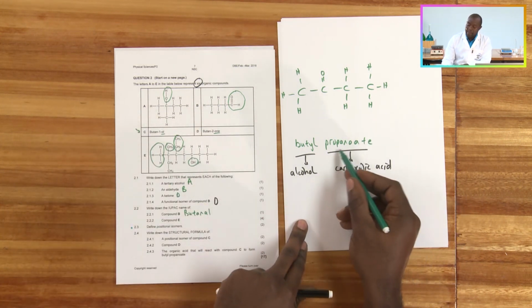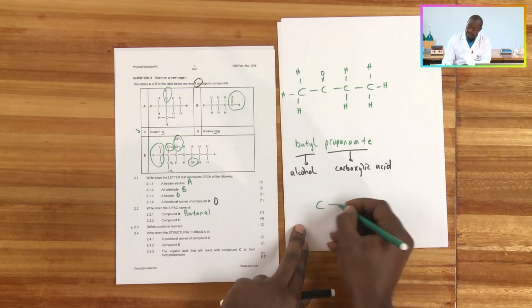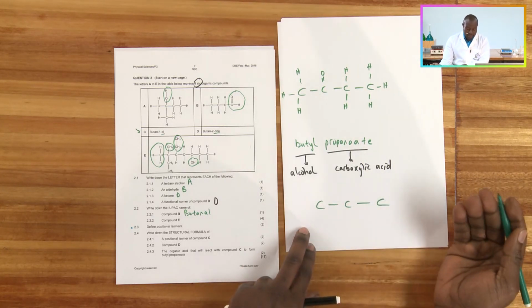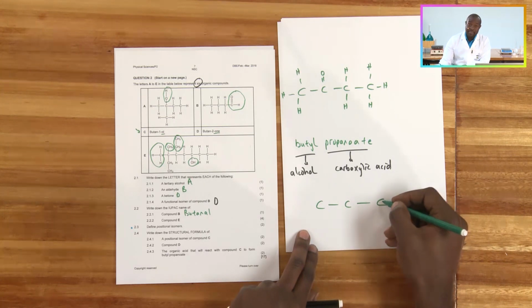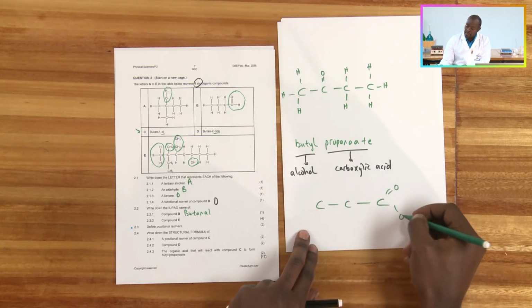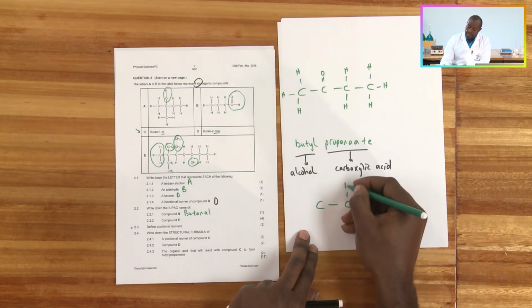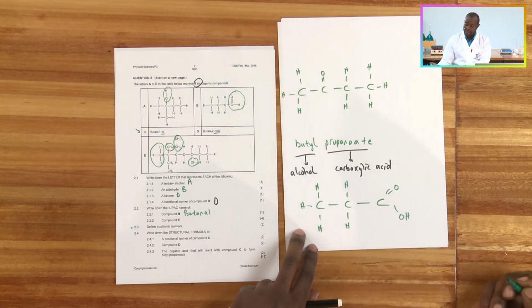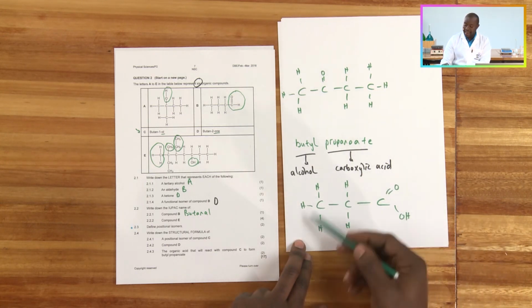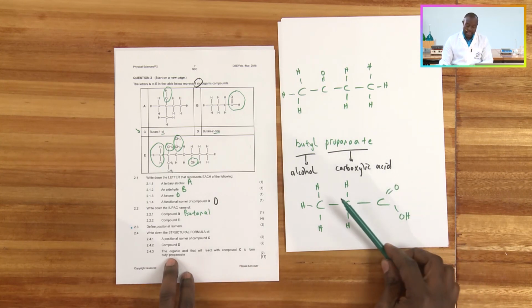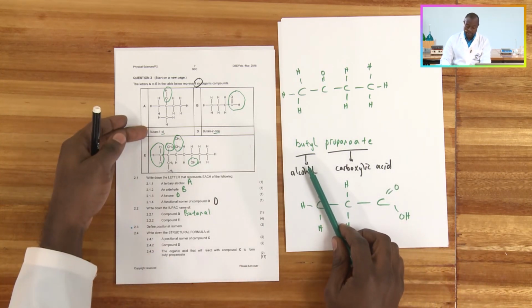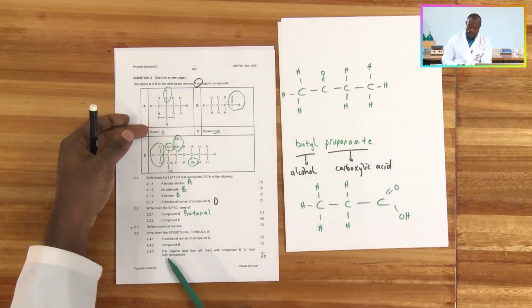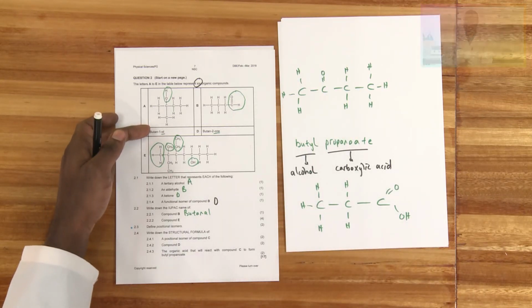And prop means that there are 3 carbons. It's a carboxylic acid, so we convert the last carbon into a carboxylic group. Then we fill in the rest of the spaces with hydrogen. So this becomes propanoic acid, which is the acid that will react with butanol, compound C, to produce butyl propanoate. So this is the end of our first application questions.